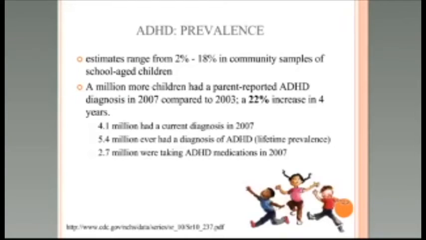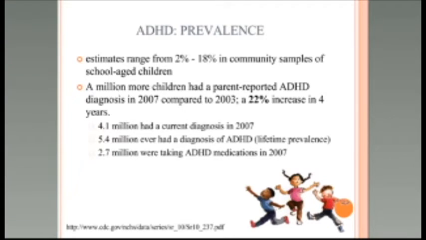So let's talk now about epidemiology, or prevalence and frequency, and what co-occurs with ADHD. Specifically, ADHD prevalence estimates have ranged pretty broadly, and that certainly depends on where in the country and what kind of sample is being assessed, but they range from 2 to 18% in community samples of school-age children. General current prevalence is about 11%.